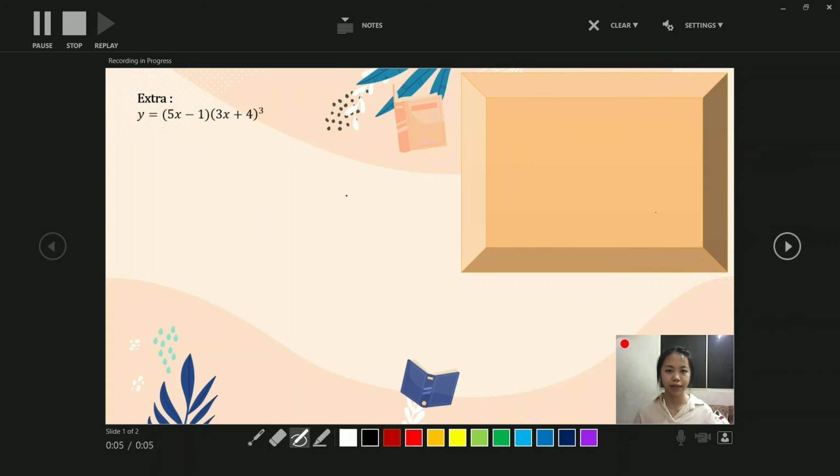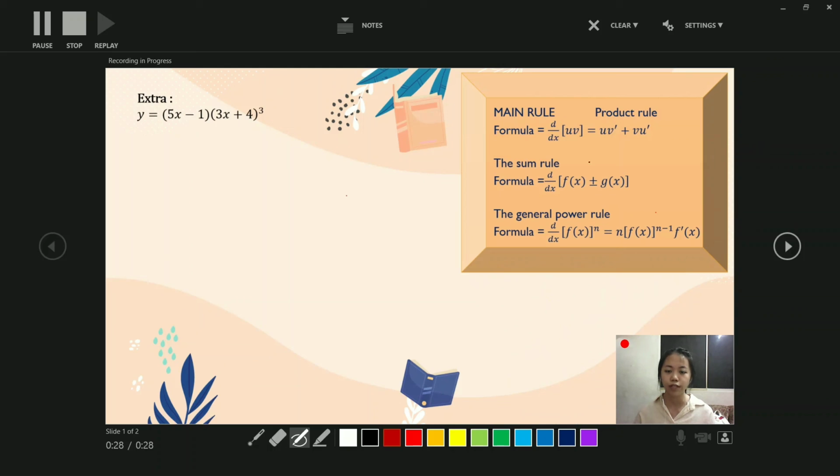Hi everyone, my name is Teaching Yi, metric number 279778. We'll be presenting the solution for the extra question. To solve the question, we have to use the product rule. The formula for the product rule is u v prime plus v u prime. To find v prime and u prime, we have to use two other rules, which are the sum rule and the general power rule.